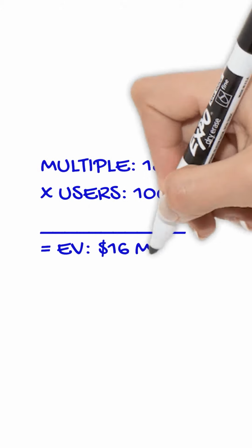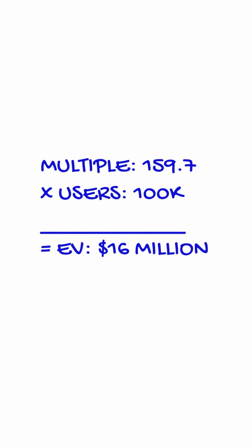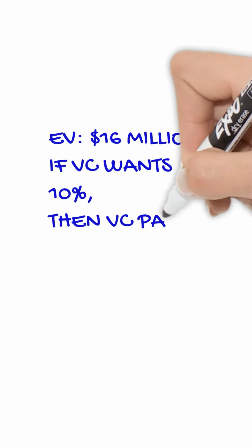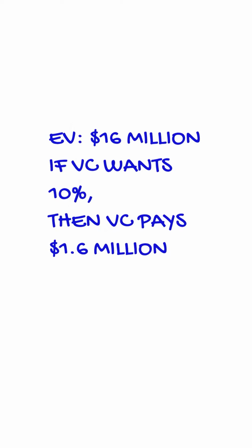So if you have, say, 100,000 users and a VC wants to buy 10% of your company, they might be willing to pay $1.6 million. But the actual value of your startup is whatever you can negotiate.